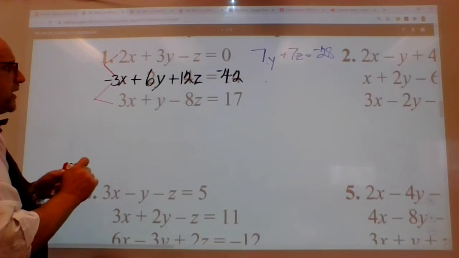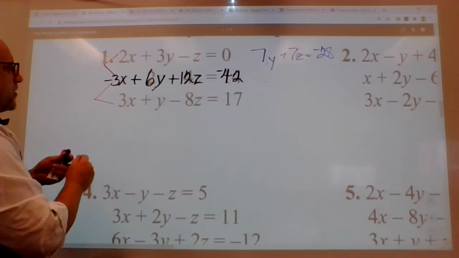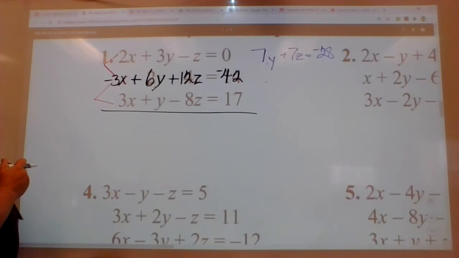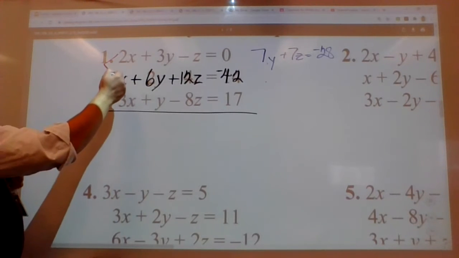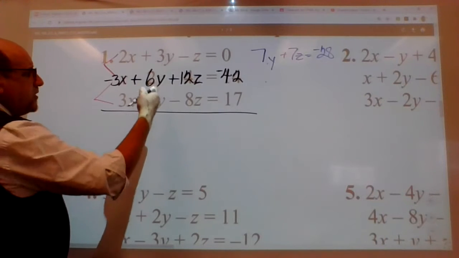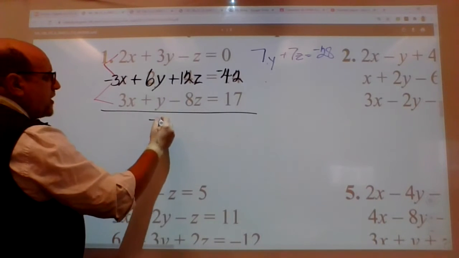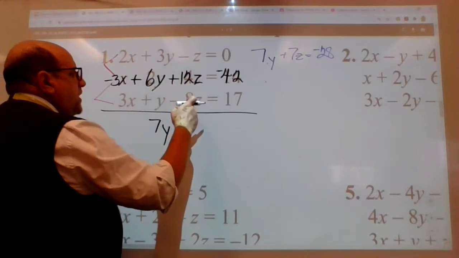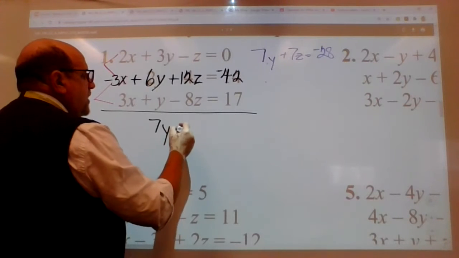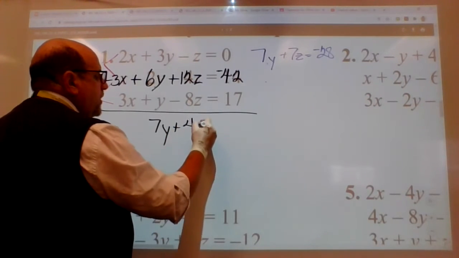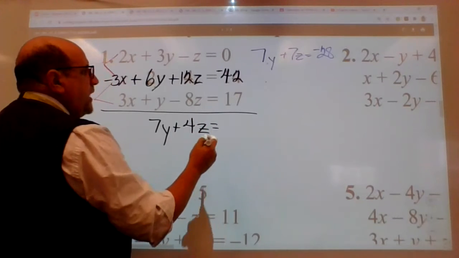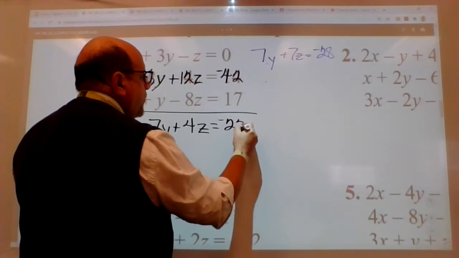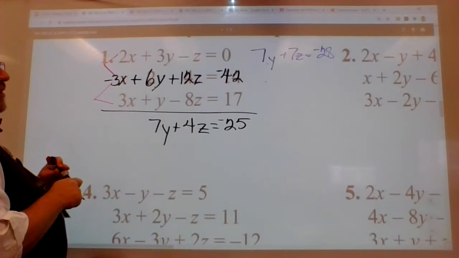All right, well, these are all set. And I'm not going to move it and rewrite it. I'm just going to go ahead and do the addition since they're sitting right on top of one another already. Negative 3x and 3x gives me no x's. I've eliminated it. 6y plus 1y is 7y. 12z plus negative 8z is positive 4z's. And then, what do we got? Negative 25, right? Did I do that right? Yeah, I think I did.